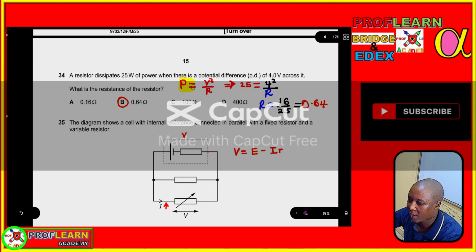Something you are supposed to remember is that we get power dissipated using different formulas. We can get power from I squared R, or V squared over R, or current times voltage. But in this case, since we are given the potential difference and the power, and we are working out resistance, the best formula to use is P equals V squared over R. If you substitute, you are going to get your answer equivalent to 0.64 ohms.